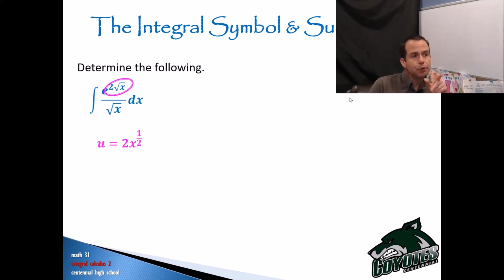So du over dx, 1/2 comes to the front, so that'll equal x to the negative 1/2. Which means dx will equal 1 over x to the negative 1/2 du. But 1 over x to the negative 1/2 is just x to the positive 1/2, right? Because the negative on the bottom will flip it back to the top. So dx will equal x to the 1/2 du.